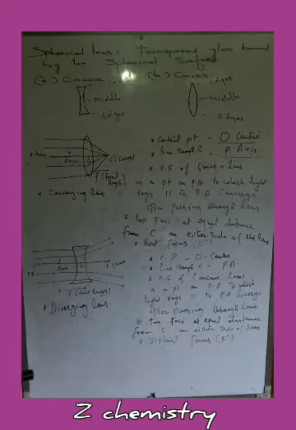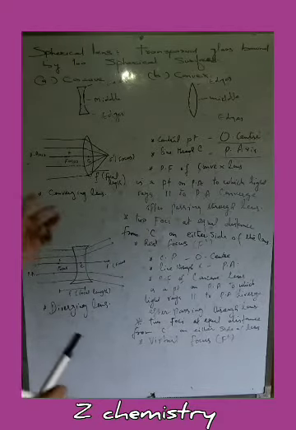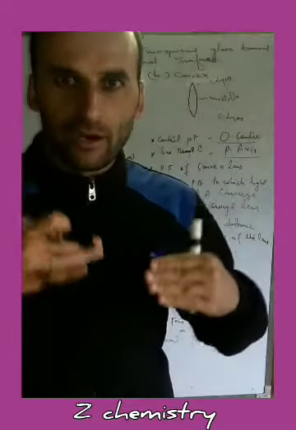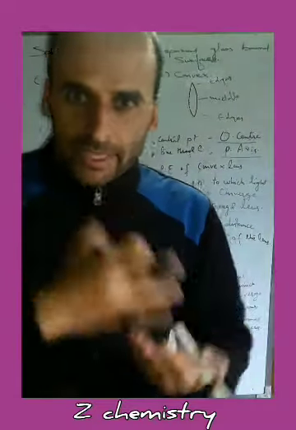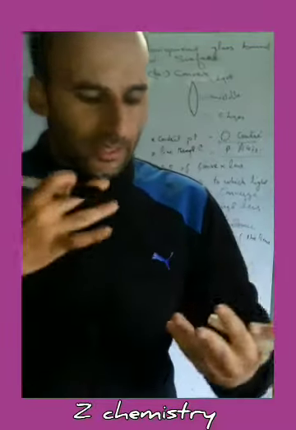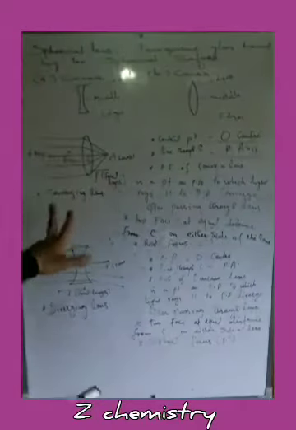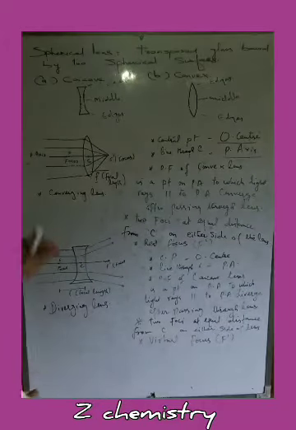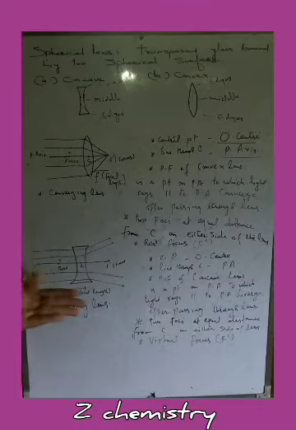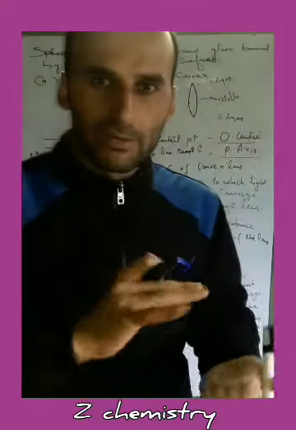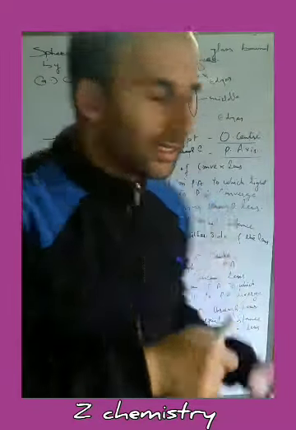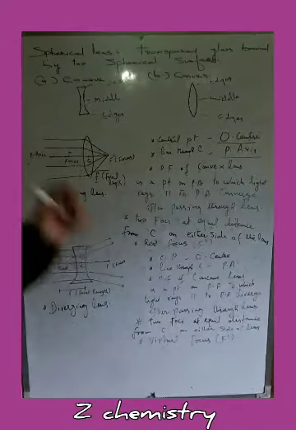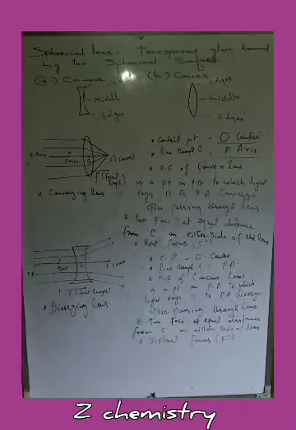This convex lens is also called a converging lens because it is the lens in which the parallel beam of light meets or converges after passing through the lens. That is why it is called the converging lens. In this lens the parallel beam of light meets at a certain point after passing through the lens, and that point is called the principal focus.